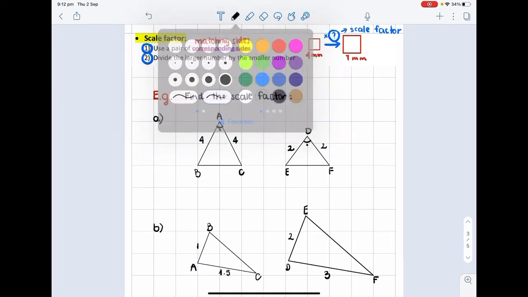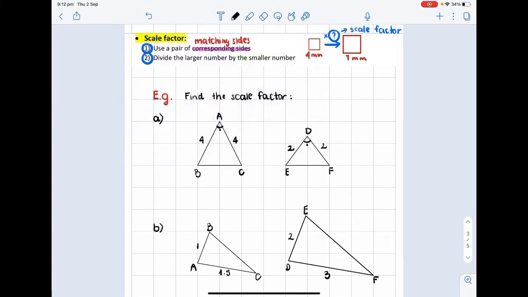So for example, in this question, the corresponding sides are 4 and 7. Now if you want to work out the scale factor, you will do 7 divided by 4. So divide the larger number by the smaller number. So 7 divided by 4. And if you do that in your calculator, it will be 1.75. So the scale factor is 1.75.